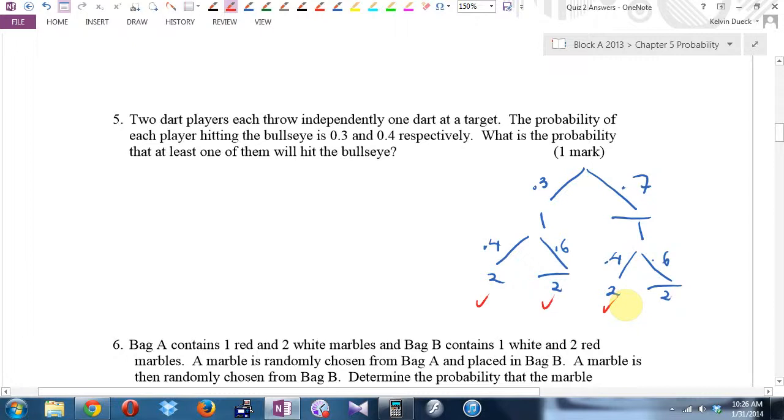So one way to do this then is going to be to say, oh, the answer is going to be 0.3 times 0.4 or 0.3 times 0.6 or 0.7 times 0.4. That's one way to do it.